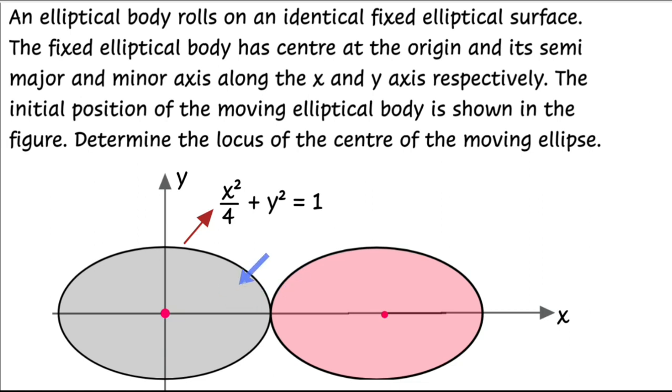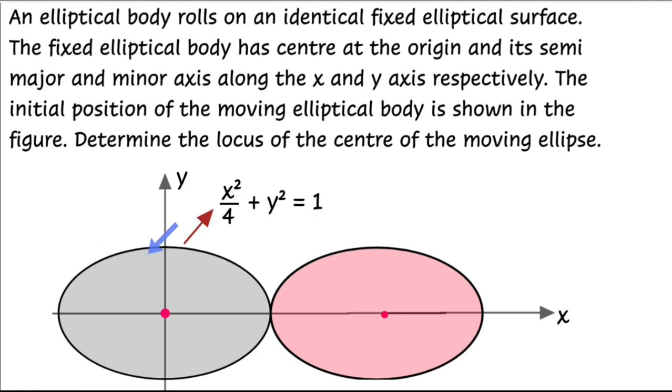In this question, it is given that there are two identical elliptical bodies. This gray one is fixed, and this pink elliptical body is moving on the surface of the gray elliptical body, and the motion is pure rolling motion. That means there is no relative motion between the points of contact, right? So in this situation, you have to determine the locus of the center of this pink ellipse.